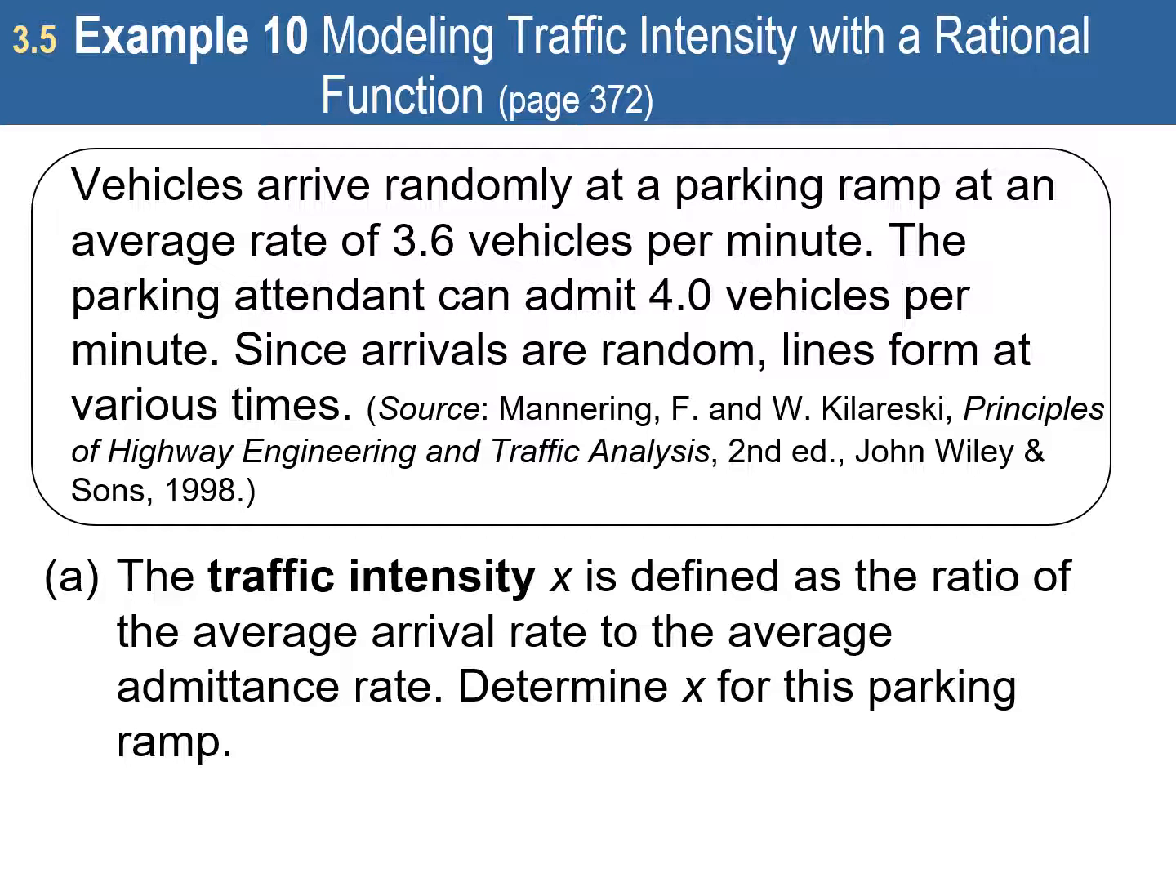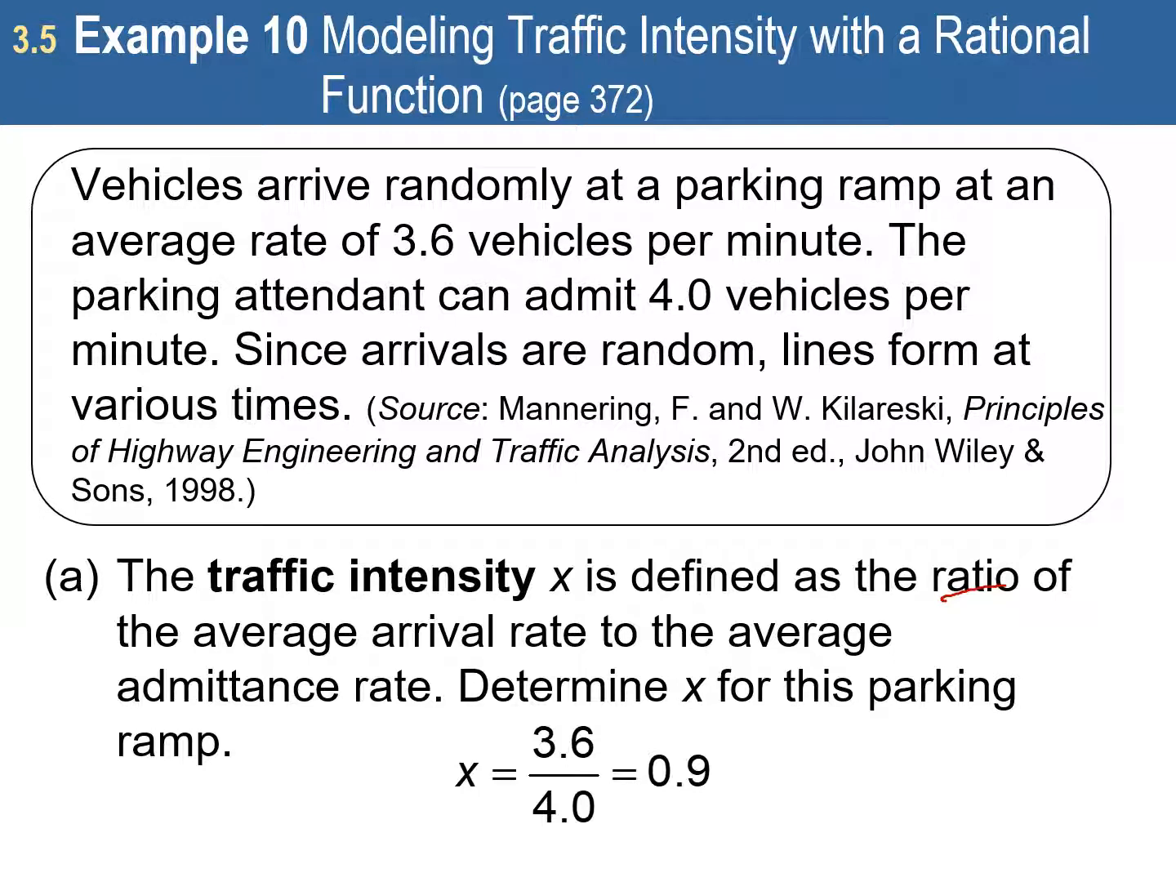Now, suppose vehicles arrive randomly at a parking ramp at an average rate of 3.6 vehicles per minute. The parking attendant can admit 4 vehicles per minute. Since arrivals are random, lines form at various times. So the traffic intensity X is defined as the ratio of the average arrival rate to the average admittance rate. So let's determine X for this parking ramp. Now, the average arrival rate is 3.6. The average admittance rate is 4.